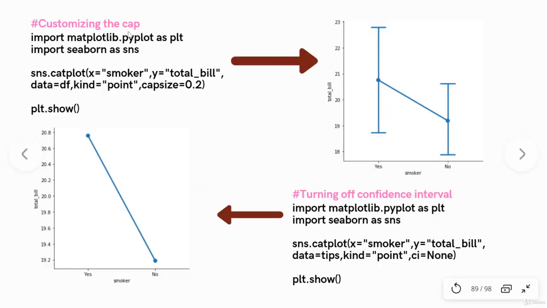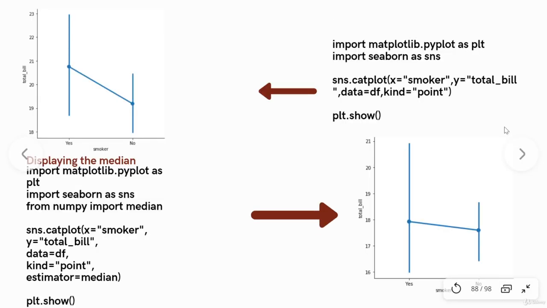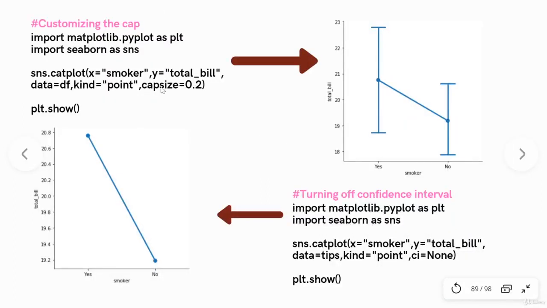You can customize the cap as well. To customize the cap means, if you see here when you are drawing the point plot, the caps are not there. If you want to show the caps, then you can mention the cap size parameter. Okay, and if you don't want to show the caps, then you can mention ci equal to none, or rather you don't want to show the intervals actually, not the caps. Caps are not there by default. You have to mention the cap size if you want to show caps.